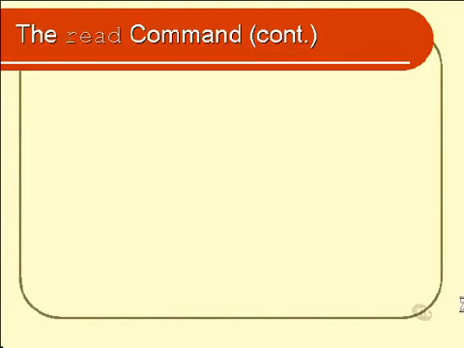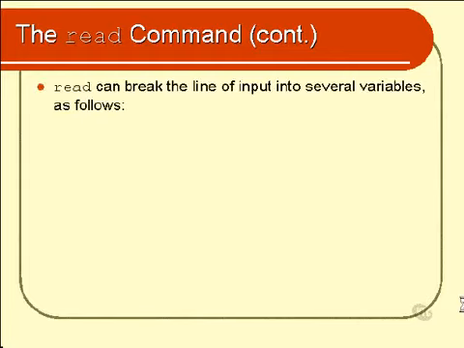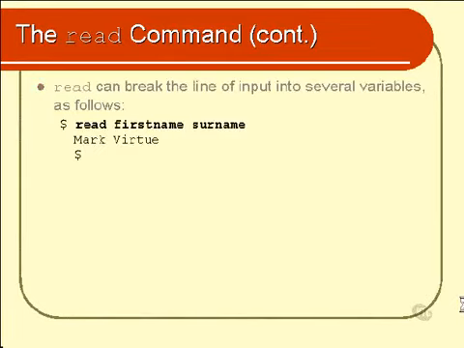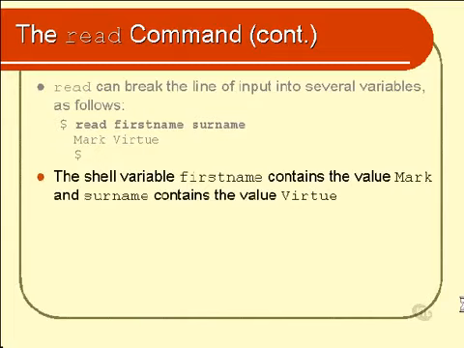Moving on, a little bit more about the read command. It's actually possible to break the line of input that was typed in by the user across several variables as follows. You could possibly do it as read first name, surname, and then the Mark would go into first name and the Virtue would go into surname. So you can actually read the contents of two variables simultaneously.